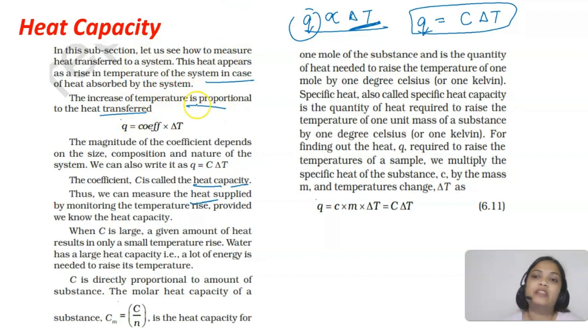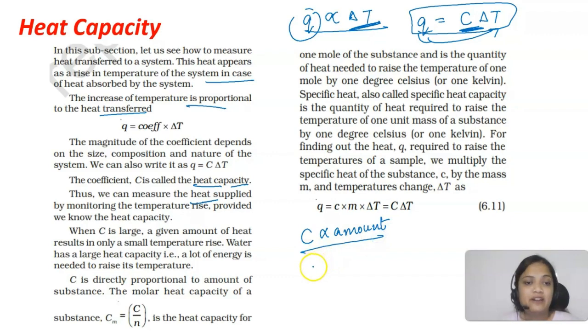Okay. So when the value of C is very large, a given amount of heat will result in only a small temperature rise. So water has a large heat capacity, so a lot of energy is required to raise the temperature. Now this C is directly proportional to the amount of the substance.